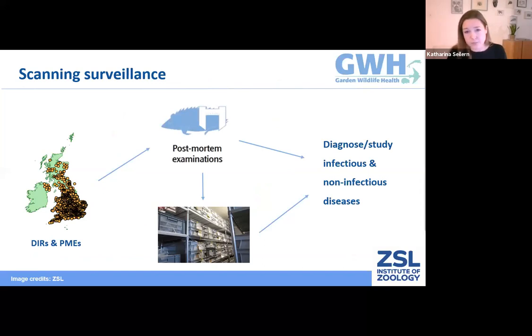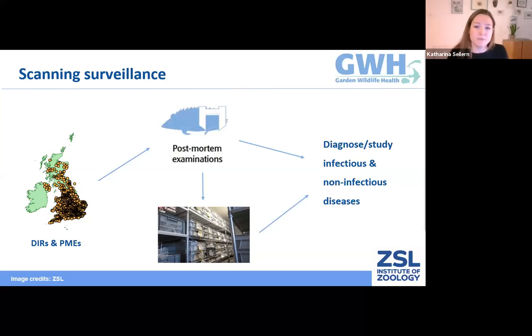So we use these reports and postmortem examination findings to identify and study the infectious and non-infectious diseases affecting British wildlife. And the postmortem examination enables us to conduct extensive sampling of tissues from the specimens that we examine. And over the last 25 years, we have therefore created one of the largest wildlife tissue archives in Europe. And this archive acts as an invaluable resource to facilitate our studies.